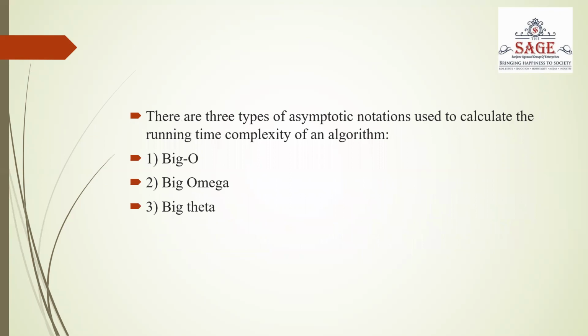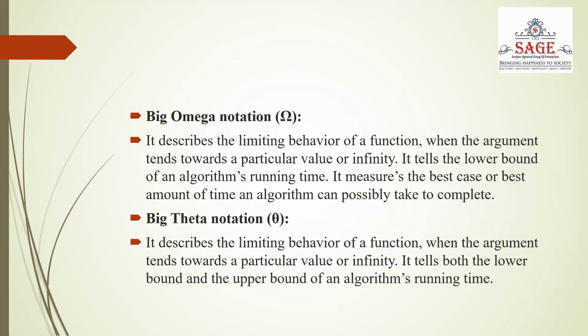There are three types of asymptotic notations used to calculate the running time complexity of an algorithm, that is big O, big omega, and big theta. Here, big omega notation describes the limiting behavior of a function when the argument tends towards a particular value or infinity. It also tells us the lower bound of an algorithm's running time. It measures the best case, the least amount of time an algorithm could possibly take to compute.